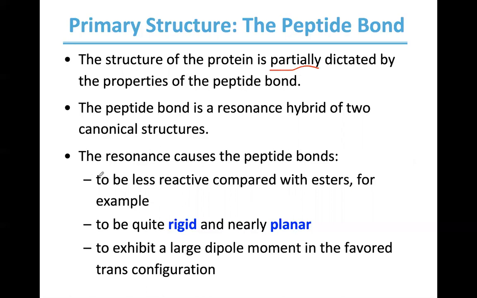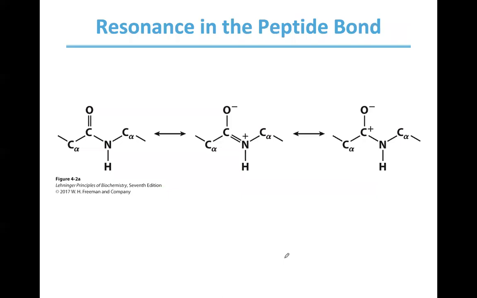And I told you that the peptide bond, the amide bond, is less reactive compared with esters, right? And I asked you to think about it, and there were some ideas in the discussion section of Canvas, but let's keep talking about that. So why are amides less reactive than esters and what makes them more stable? Okay, so they're quite rigid and nearly planar, and they exhibit a large dipole moment in a favored trans configuration. So let's look at that.